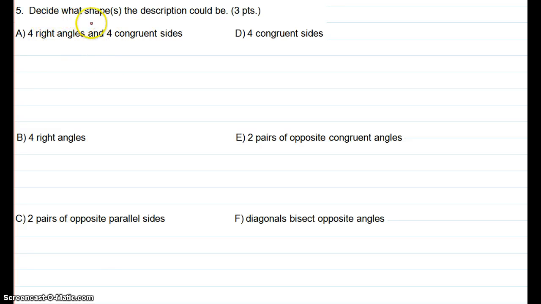Alright, number 5, decide what shape or shapes the description could be. So if I have a figure and it has 4 right angles and 4 congruent sides, what shape would that be? So if I draw the shape, and it has to have the 4 right angles and 4 congruent sides. So what shape has 4 right angles and 4 congruent sides? That would be a square.